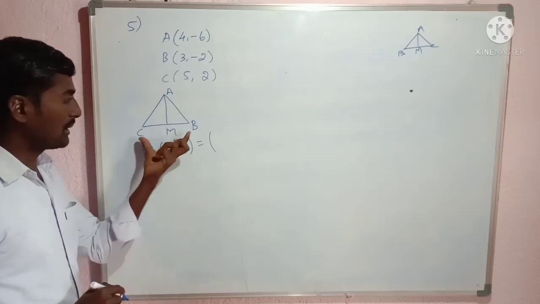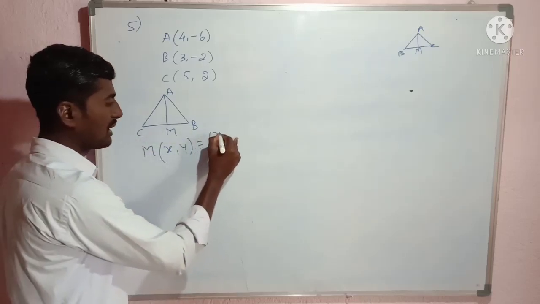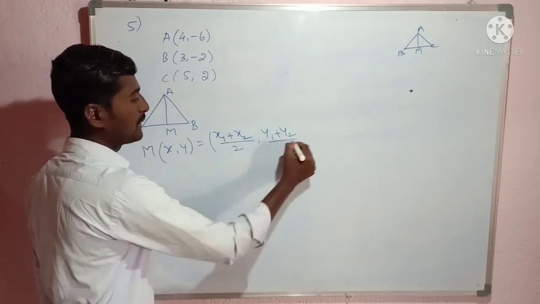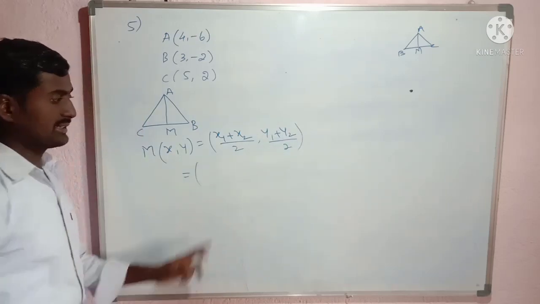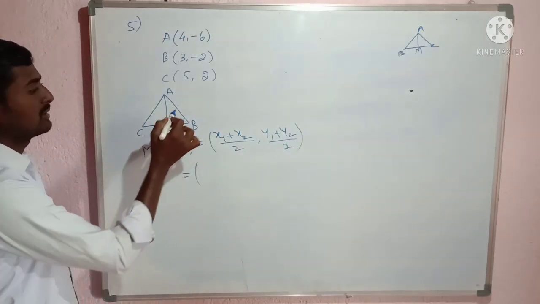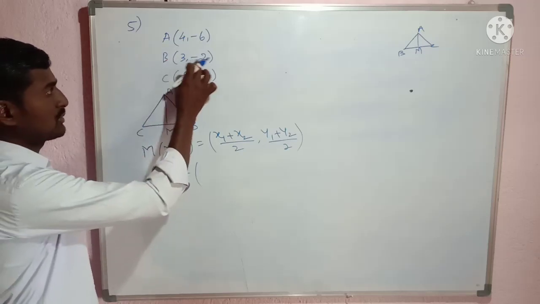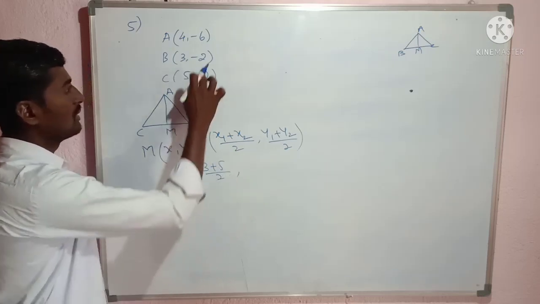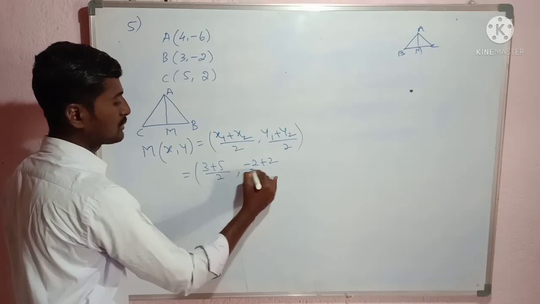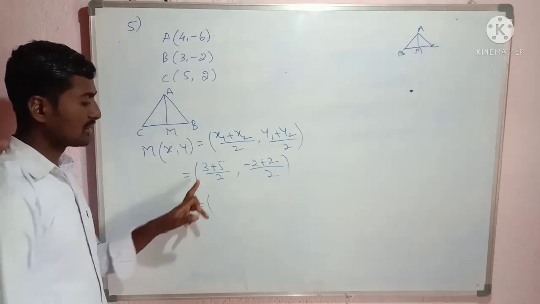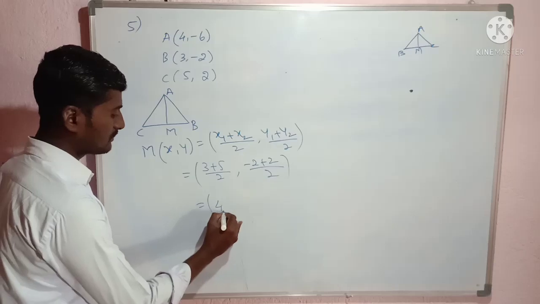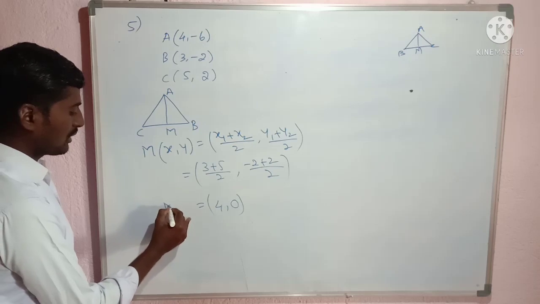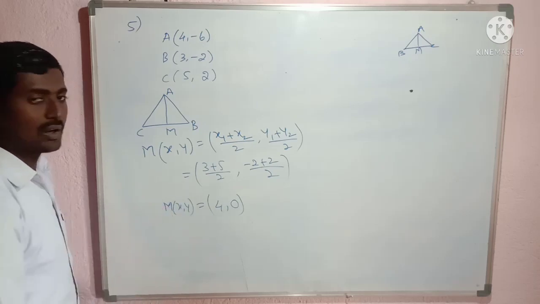How can we find it? By applying the midpoint formula. Let us write the formula: (x1 plus x2) by 2 comma (y1 plus y2) by 2. For BC, B is here and C is here, giving x1 y1, x2 y2. That is (3 plus 5) by 2 comma (minus 2 plus 2) by 2. 3 plus 5 is 8, 8 by 2 is 4. Minus 2 plus 2 is 0, 0 by 2 is 0. So here we got the point M as (4, 0).